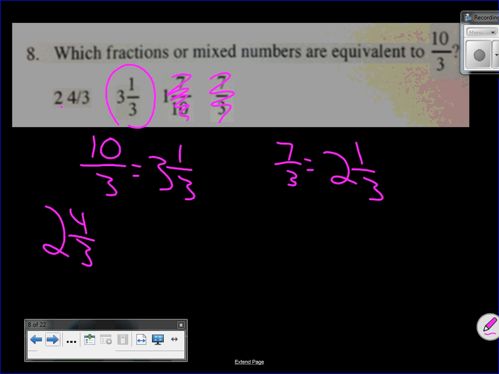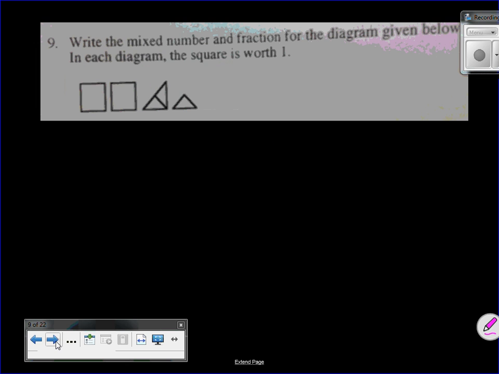Okay, let's take a look at how to solve this problem. First of all, let's make this just an improper fraction. So we have 3 times 2 is 6, plus 4 is 10. 10 over 3. That's the number we started with, right? So we know this fraction works.